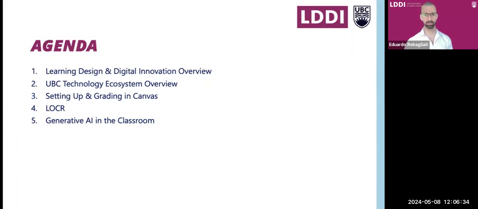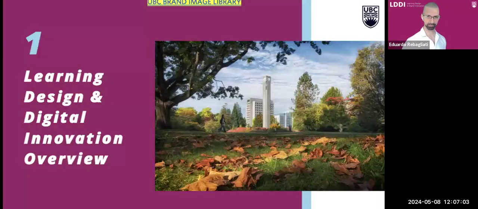Then we're going to go into something more showcasing really some of the features in Canvas. So we'll show you this platform of the LMS that we use here at UBC, Canvas. Some couple of main and general things that you need to know. We will be also talking about LOCR. That will be the library resources that you can use in your courses. And finally, we will quickly share with you some of the generative AI resources that we have for you.